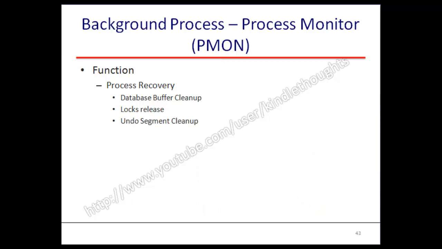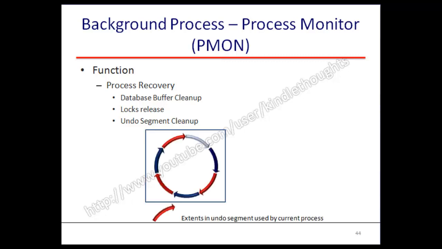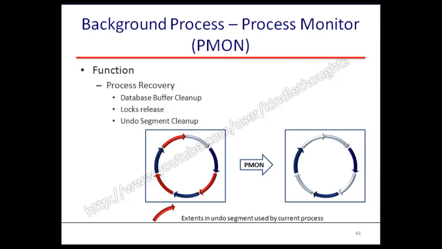Also, it is the responsibility of PMON to release the undo segments associated with the transactions being used by this particular process. So as you can see, the shaded regions in red are those extents which are used by transactions associated with this particular process. Now, once the process is no longer active, it is the responsibility of the PMON to release those extents.